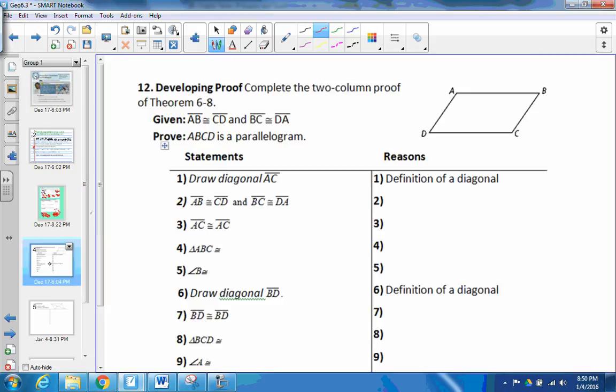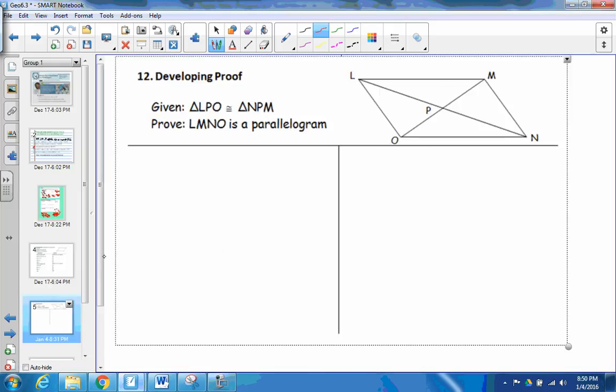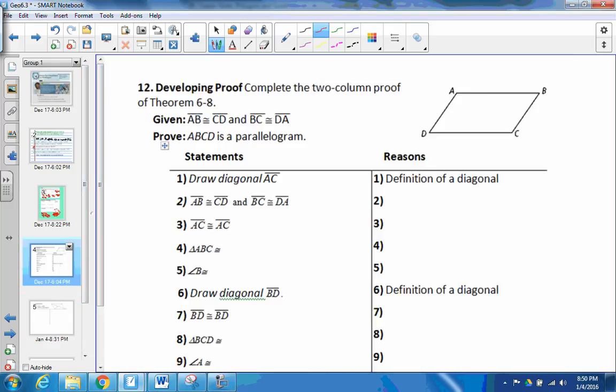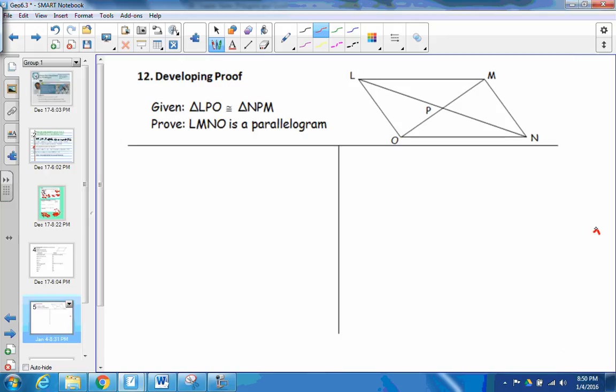I have two theorems here. For the sake of time, we'll just do the second one, or proofs. Developing a proof. This is in your notes, I believe. Given that triangle LPO is congruent to triangle MPN, so we know that LPO is congruent to MPN. So these two triangles here, the left and the right one, are congruent. We want to prove that this is a parallelogram. So let's start with the given that we have those triangles.